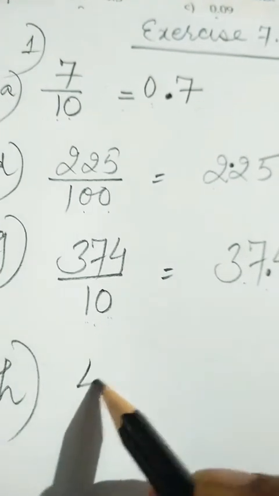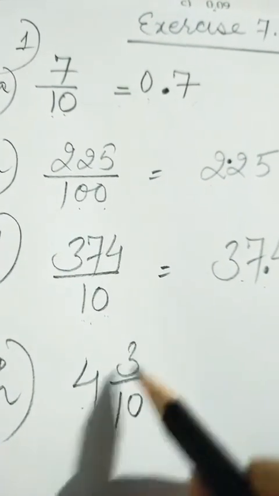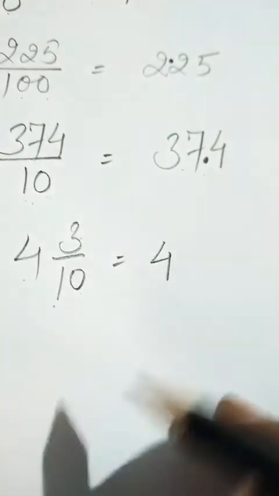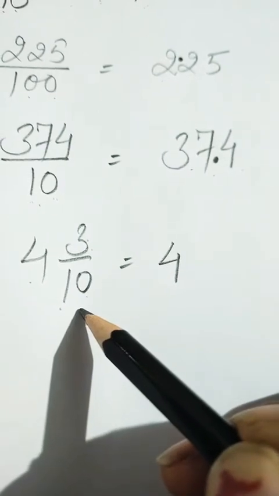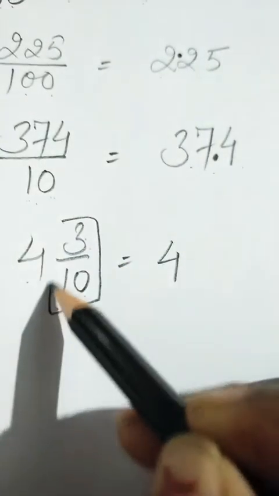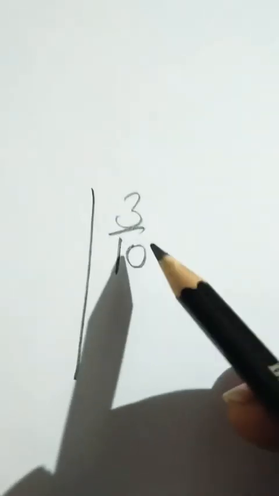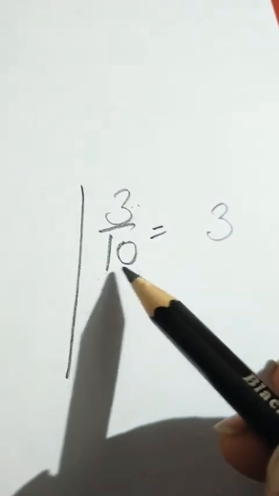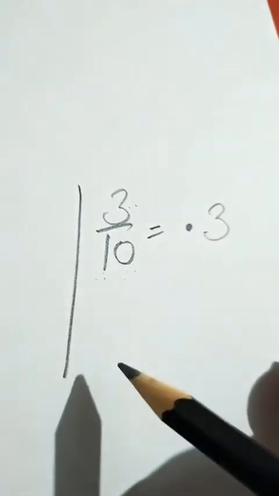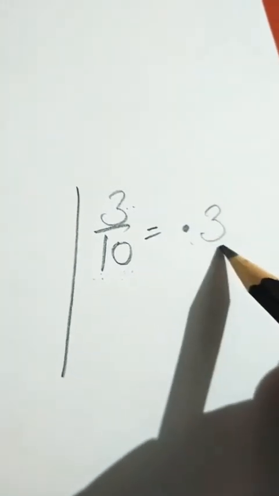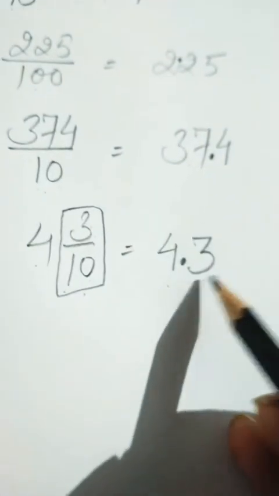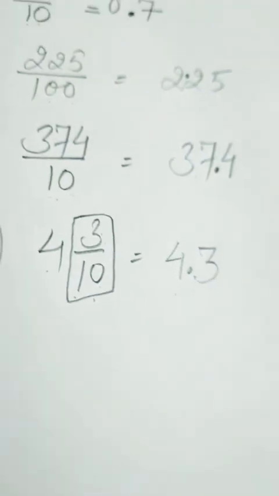Now I am going to tell you H part. There is 4 and 3 over 10. How to do this sum? We will write 4. Now 3 upon 10 will be converted into decimal. In the rough work, 3 upon 10. What will be the decimal form of this? 3 will be written and after decimal 1 digit, so here the decimal will be put. 0.3 is there. So after 4 we will write 0.3. Now it is 4.3.